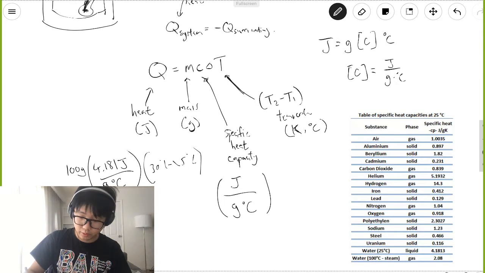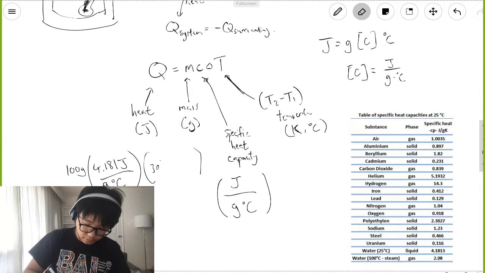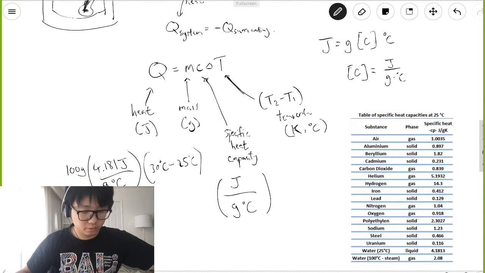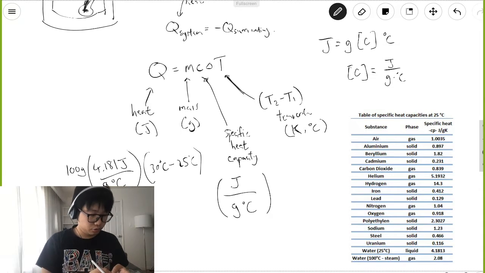Okay, that's not showing up very nicely, but okay, one last time. 30 degrees minus 25 degrees. All right, so actually I'm gonna make a quick calculation. So 100 times 4.181 and then times 5.